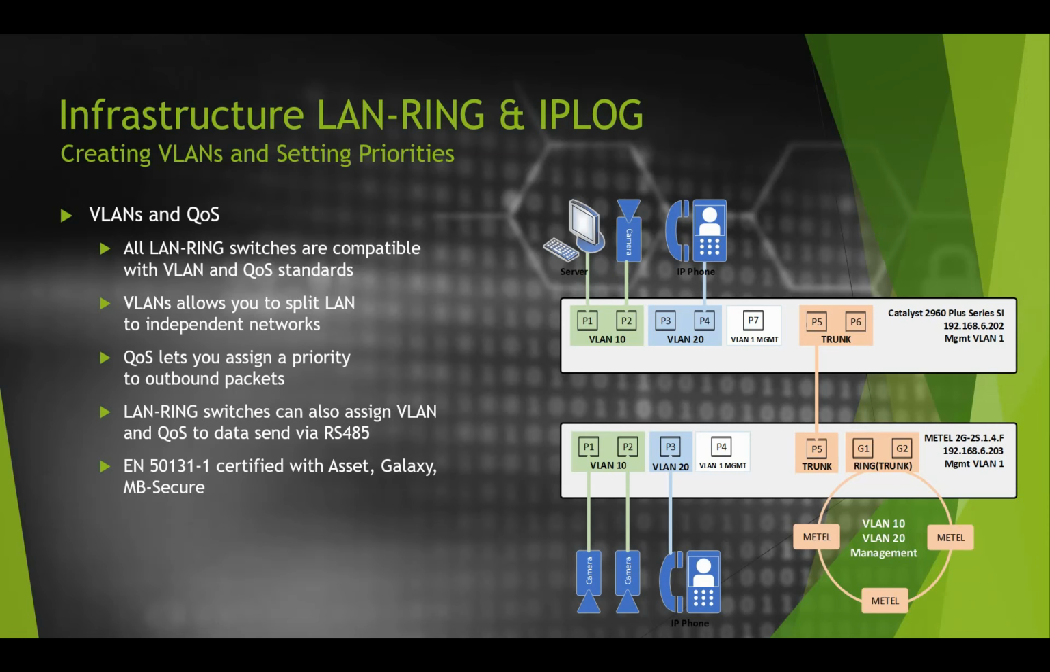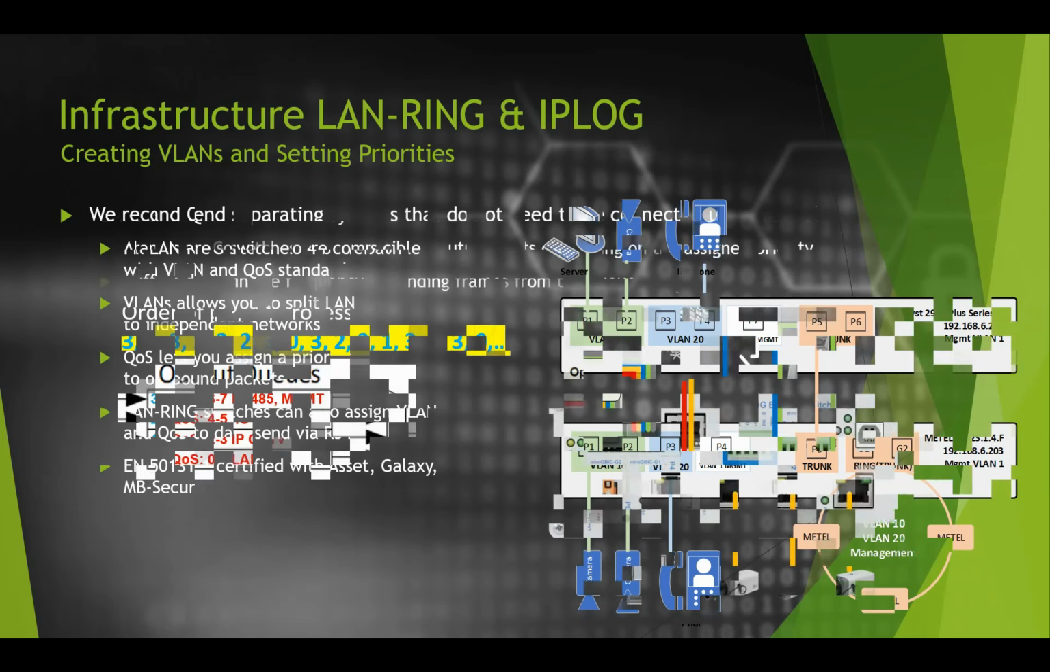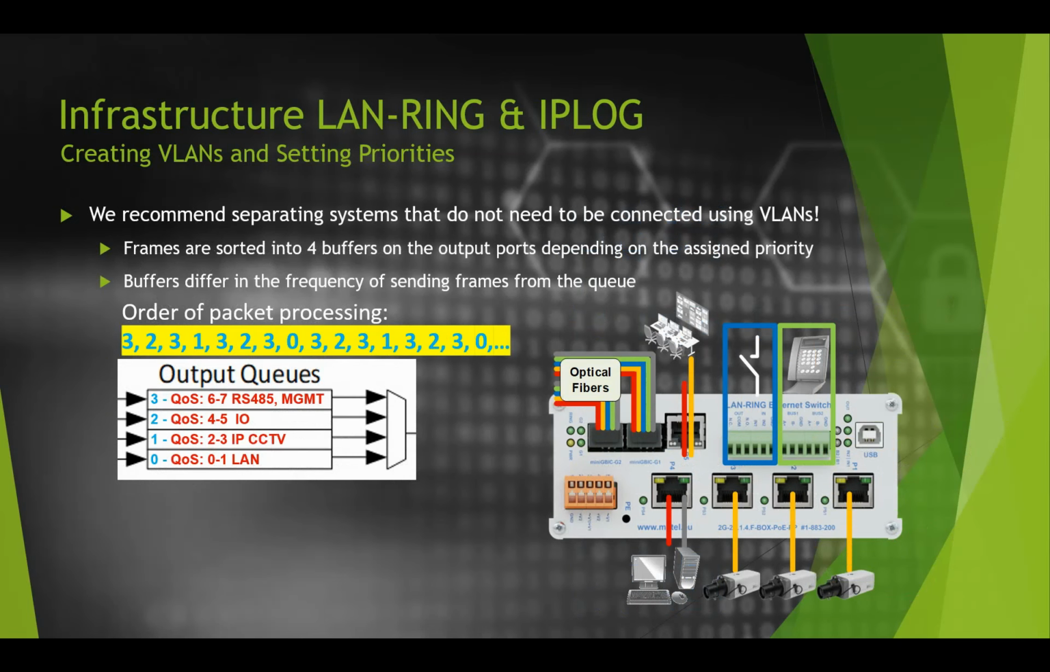Setting VLANs and priorities is compatible with switches from other manufacturers. LAN-RING switches can also assign VLANs and priorities to frames coming with RS485 ports and other inputs. VLAN settings can be changed at any time using software interventions.